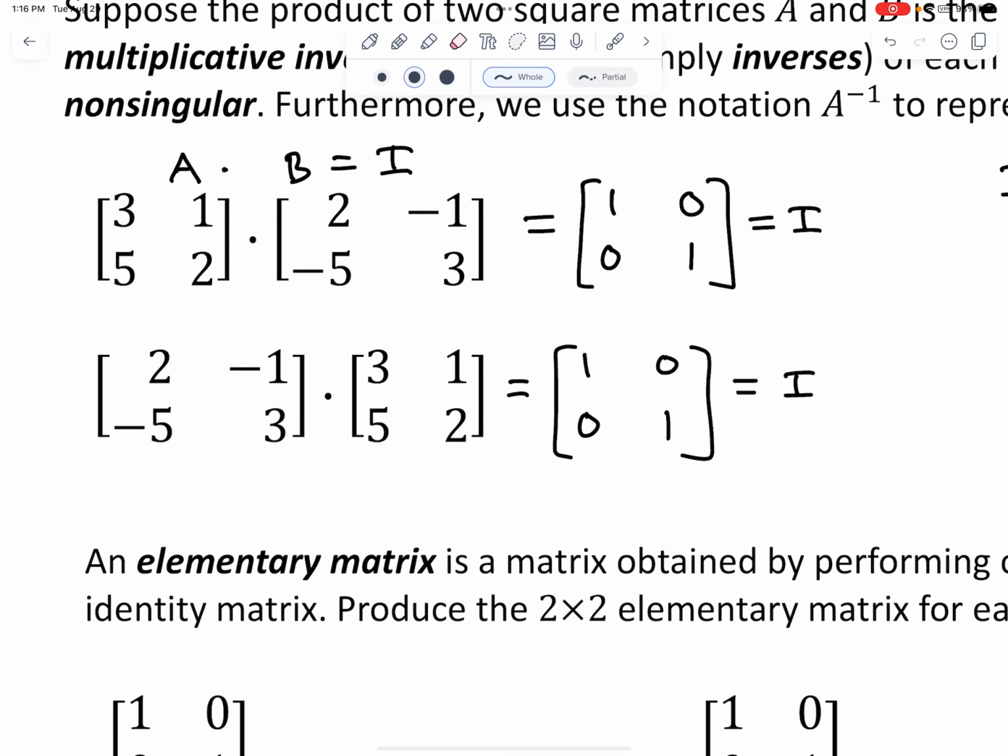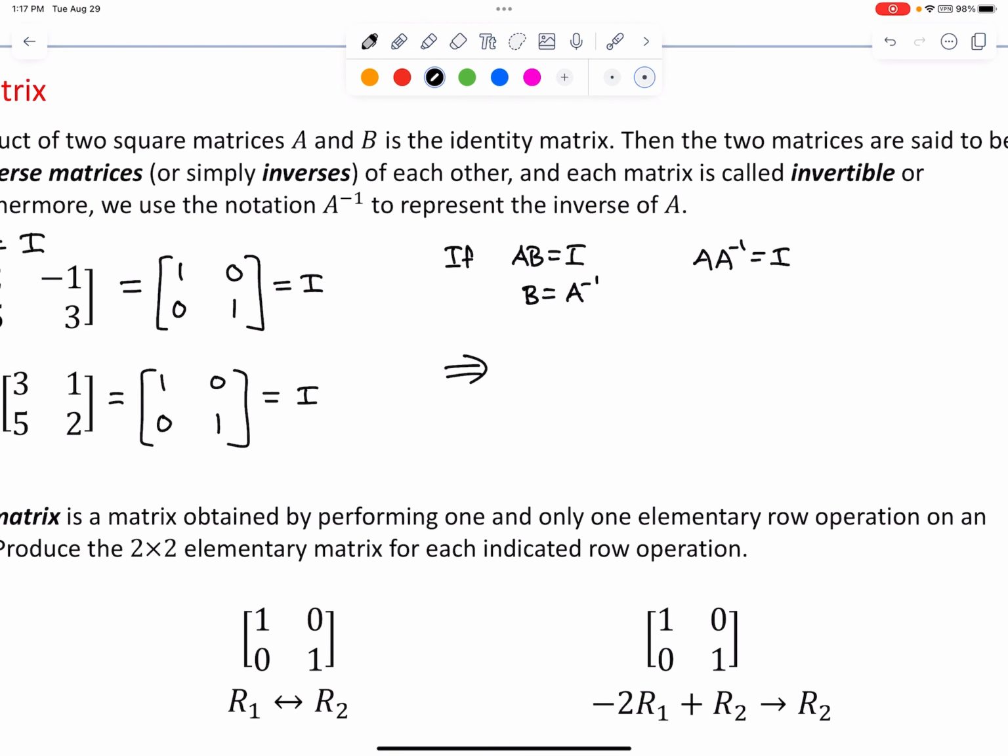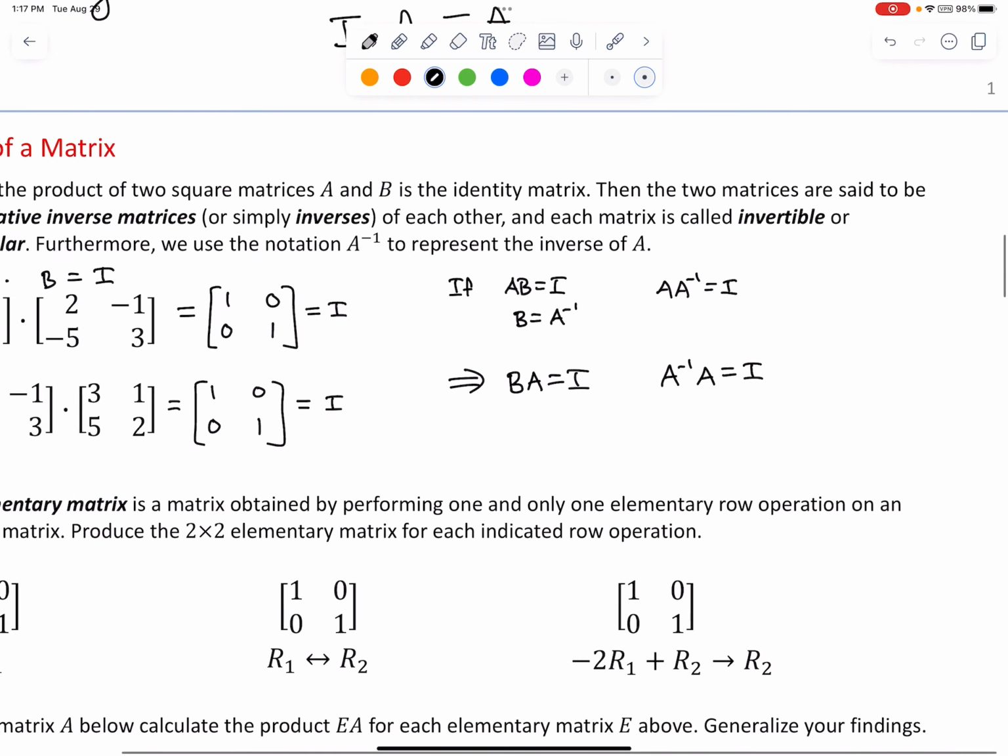Now this is not a coincidence. If A times B equals I, then we also know that B times A will also equal I. In other words, you can do A inverse times A and get I as well. It doesn't really matter on which side you put the inverse. They're inverses of each other, and the order of their multiplication does not matter. Of course, we could also say that A is the inverse of B, so we could also use this notation.